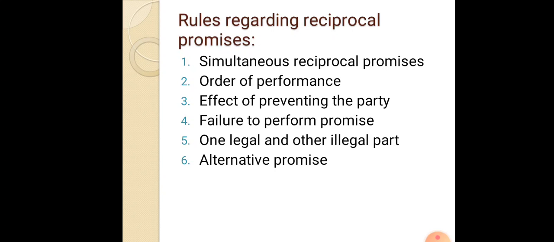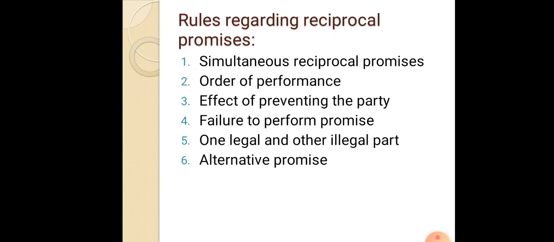Now we'll see an example. X agrees to sell his house to Y for rupees 50,000. But if Y uses it for gambling purpose, he shall pay rupees 1 lakh for it. Here the first part is legal and the second part is illegal. Only the legal part can be enforced.